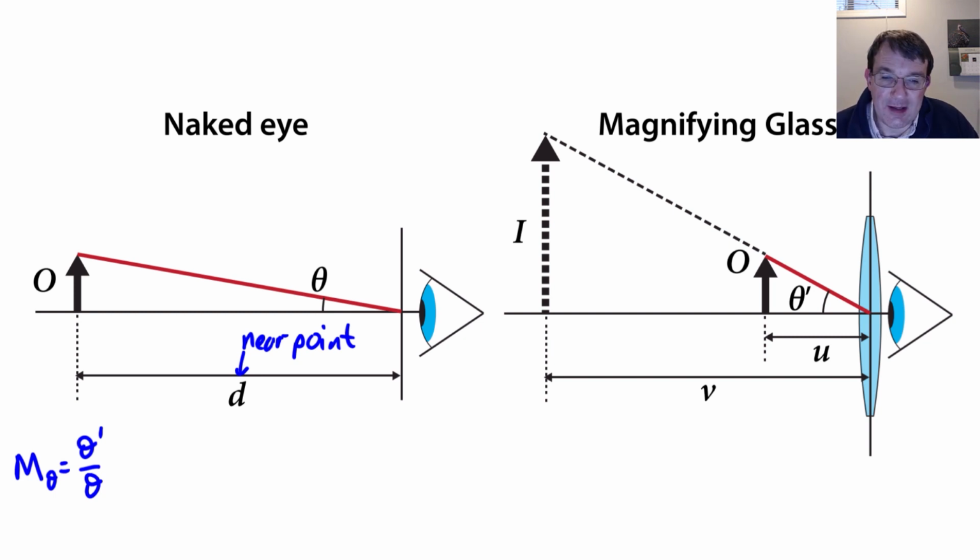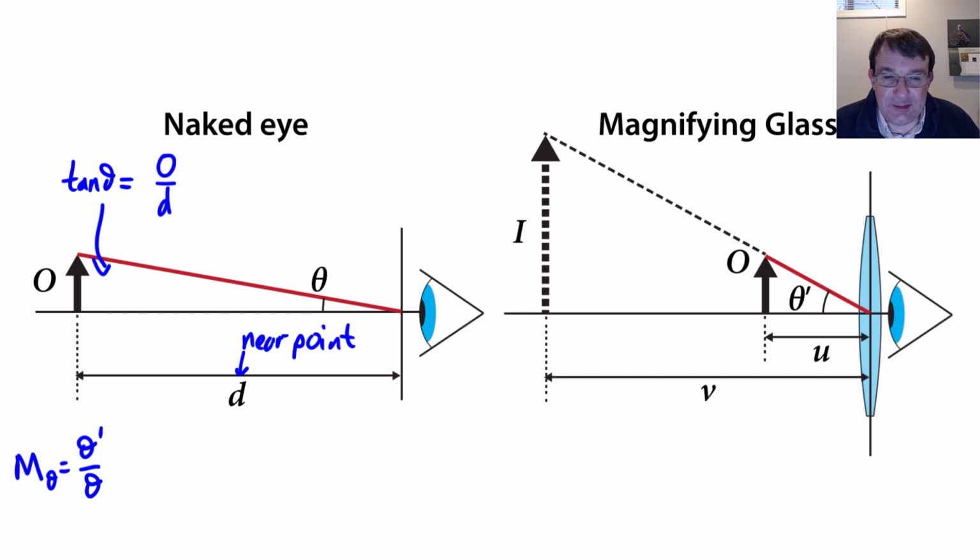So this is our naked eye, this is our magnifying glass, we've got an angle here theta prime, and an angle here theta, and to find the magnification we need to find values for these two angles. To do that we're going to use this right angle triangle here, and we can say that the tangent of theta is equal to the opposite, that's O, the height of the object, divided by D, the near point of vision, because this is as large as you can make the object without a magnifying glass.